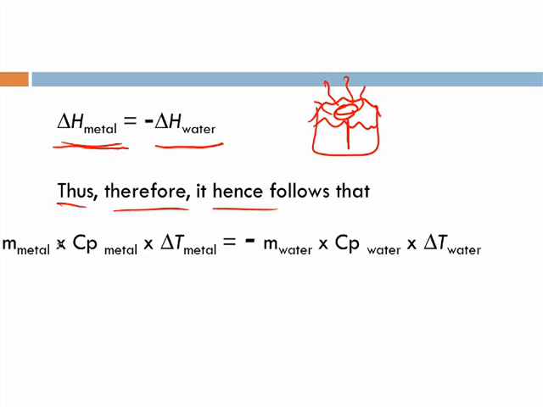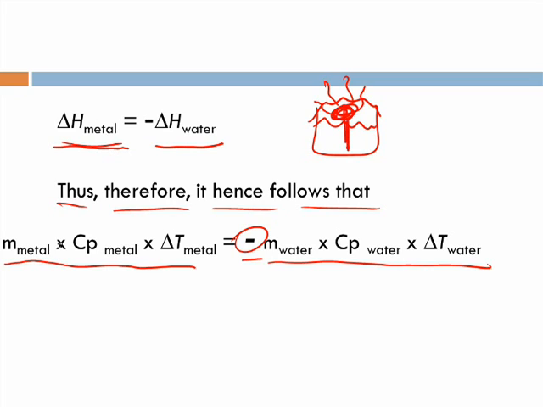Therefore, it follows that mcΔT is equal to the opposite of mcΔT. So they're equal, but opposite signs. We need to keep that in mind. If we're heating this piece of metal, it's going to have the exact same enthalpy with different signs in the water of the surroundings.